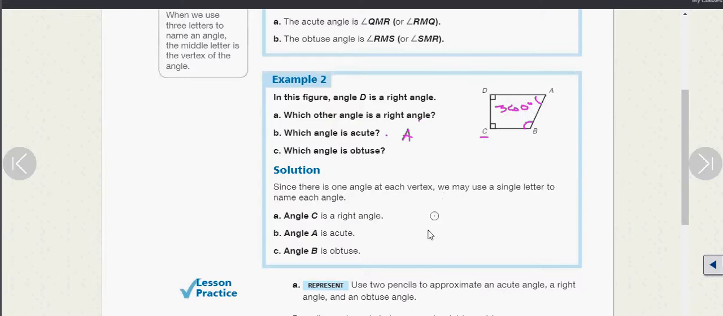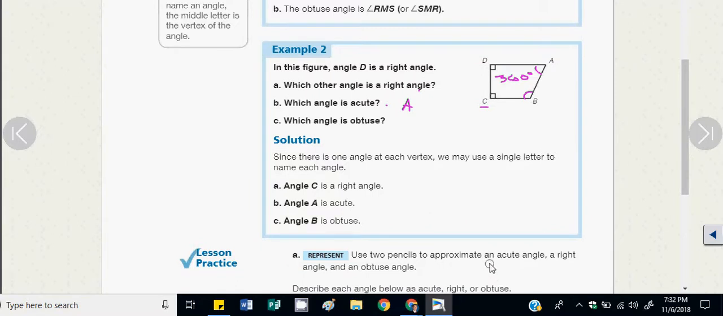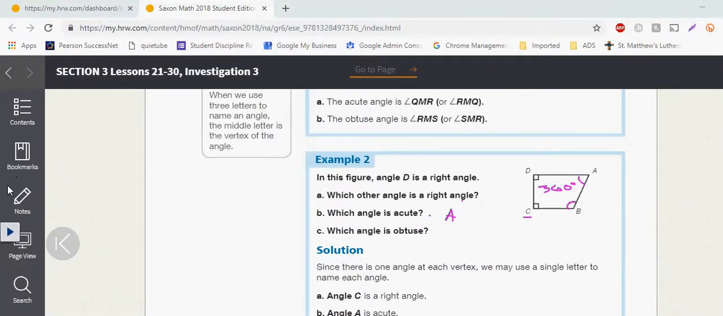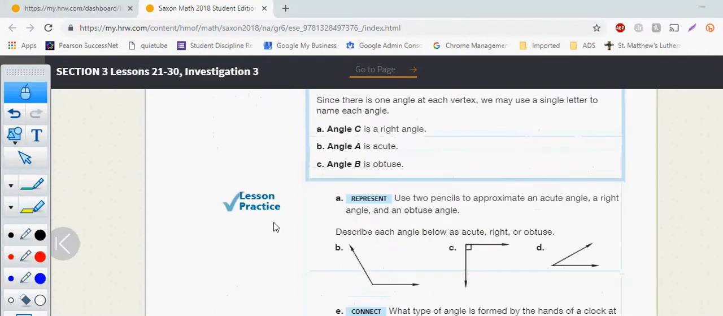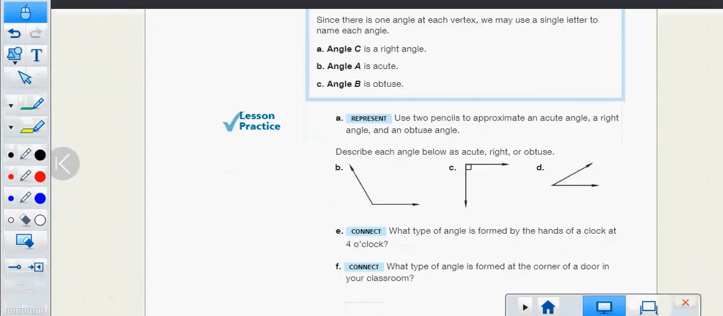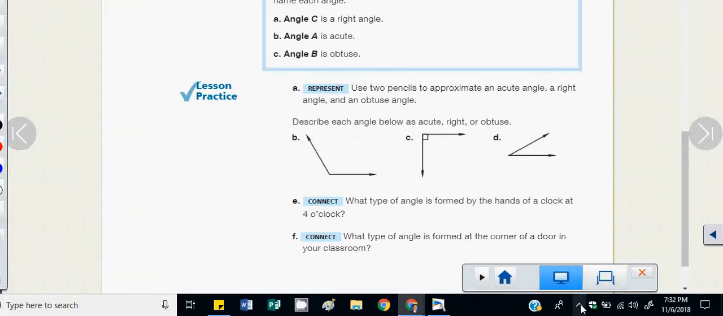All right. You could even use 2 pencils to approximate an acute angle, a right angle, and an obtuse angle for fun using your desk tools if you want. All right, what should we do for lesson practice? Looking here, simple enough. Let's do BEF.